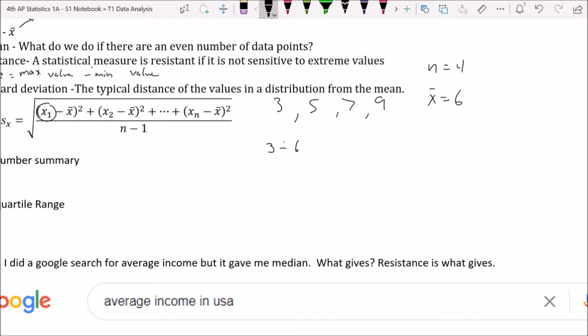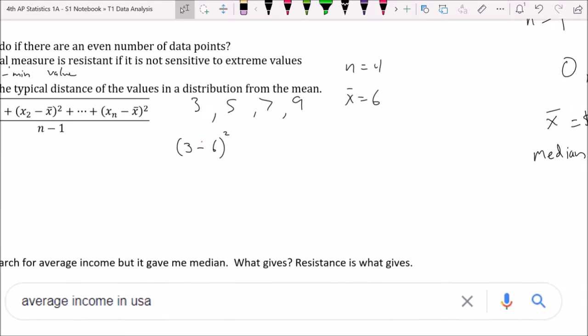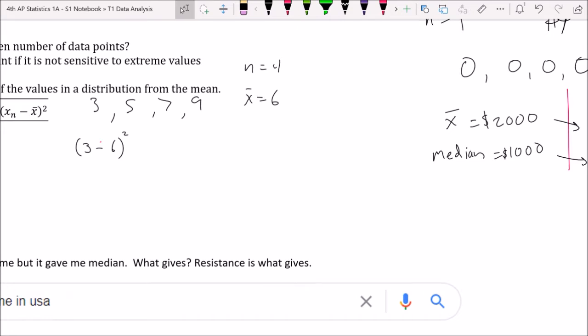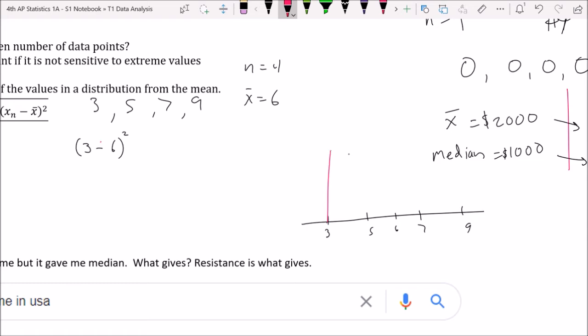So that's 3 minus 6, squared. But you know what, hold on. Let's provide a visual for this as well. The visual would be if I drew out a number line and I had 3, 5, 7, 9, and I'm going to include 6 in here so we have the mean. What this is saying, 3 minus 6 squared, is a square that has the length from 3 to 6 as one of its sides. It is a literal square. And that's a 3 by 3 square, so that's 9.